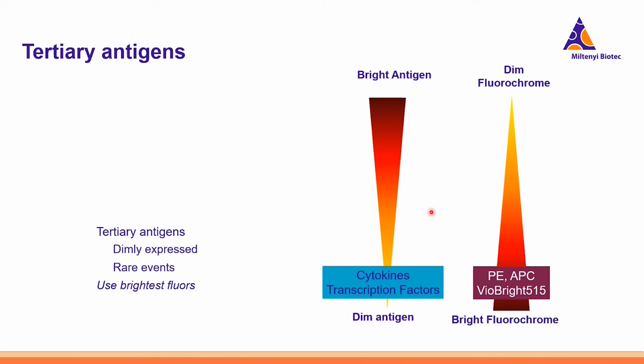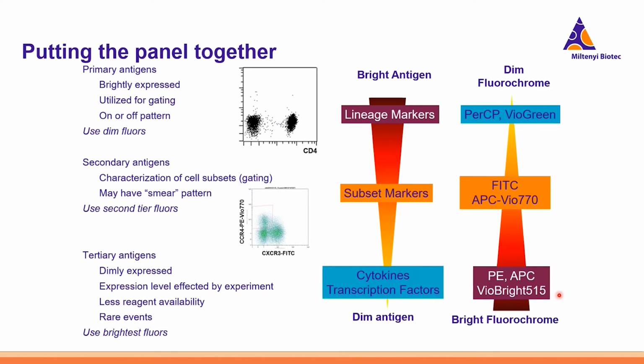Lastly, these are going to be my tertiary antigens, meaning they are very dimly expressed on the cell, or maybe it is a rare event in my total cell population. For example, a rare event would be looking for a stem cell in a population of PBMCs running on my cytometer. Since it's rare or dimly expressed, this is when I want to pull out the big guns of my bright fluorochromes, my PE and my APC or my VioBright 515, to make sure I can see that signal. Then I can put it all together. Your bright antigen on the cell, put it with a dim fluorochrome. A medium brightness antigen, put it with a medium brightness fluorochrome. And those really rare or dim antigens, pair them up and balance it out with a very bright fluorochrome.